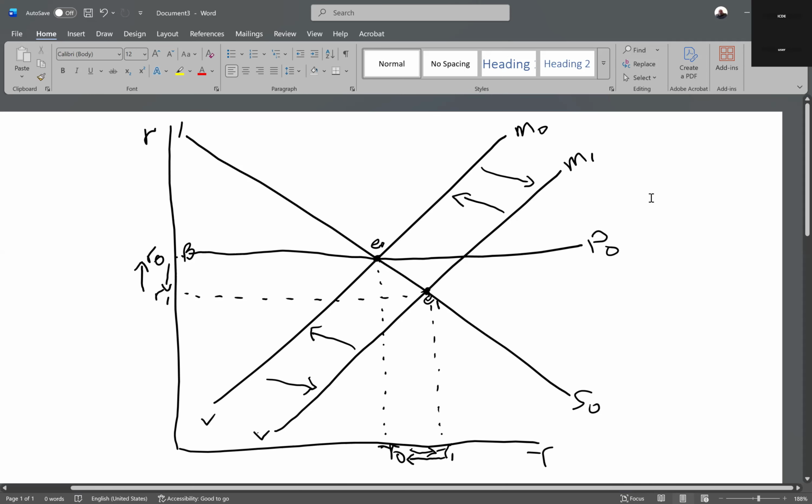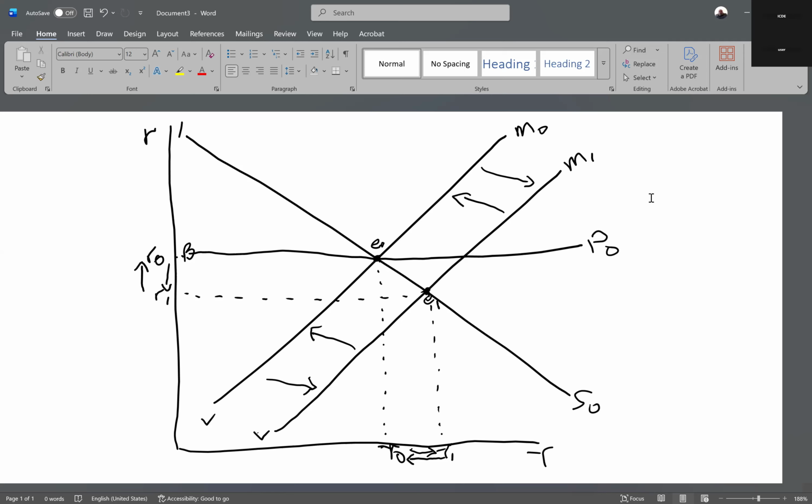So what is it telling us? That monetary policy is ineffective under fixed exchange rate regime. Is that clear? Yes, sir. Monetary policy is ineffective under fixed exchange rate regime. So I'm telling you, even when we have perfect capital mobility or imperfect capital mobility, monetary policy is not effective under fixed exchange rate regime. It is fiscal policy that is always effective under fixed exchange rate regime.